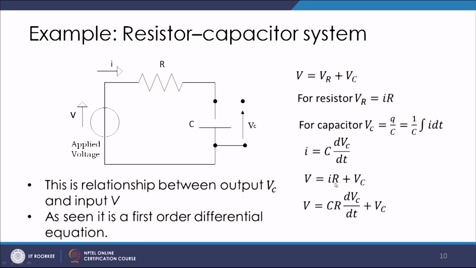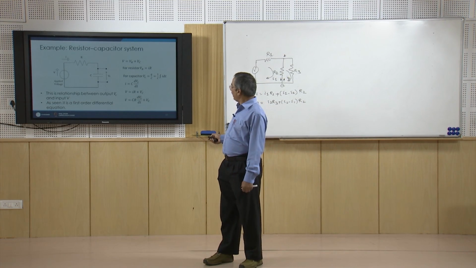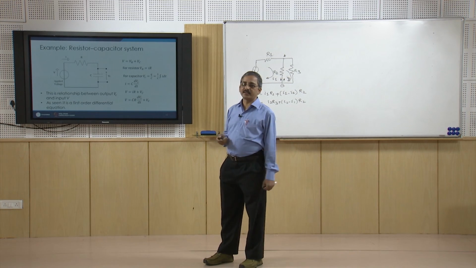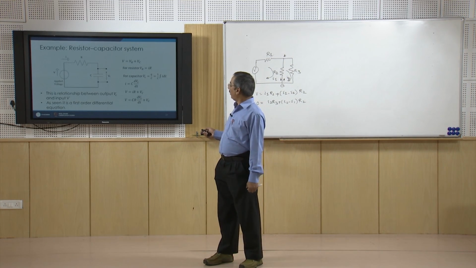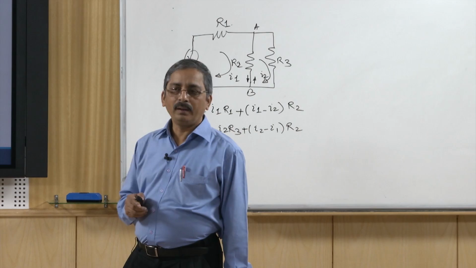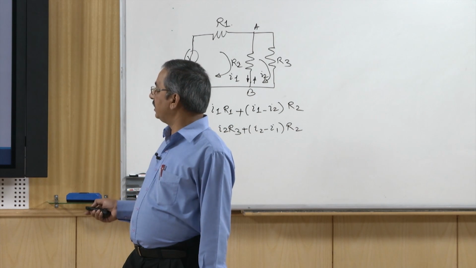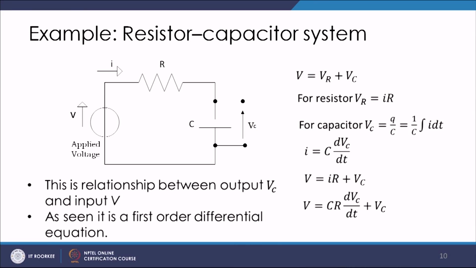Now, you see this expression involves the input voltage V and the output voltage Vc, which is of interest to us, and of course, the parameters of the circuit, that is C, the capacitance of the capacitor and R, the resistance of the resistor. So, you can see that this equation is a first order differential equation. Now, let us see another example.